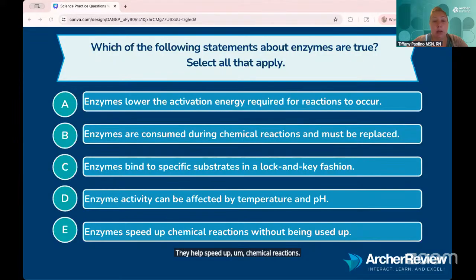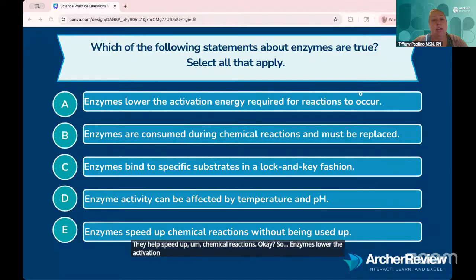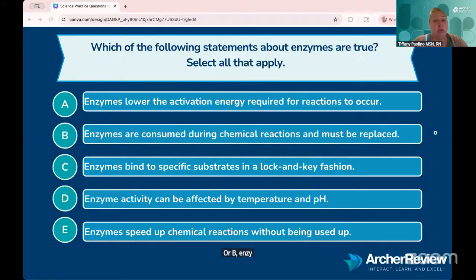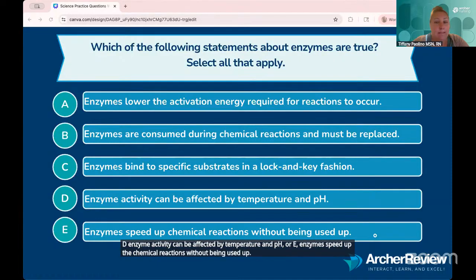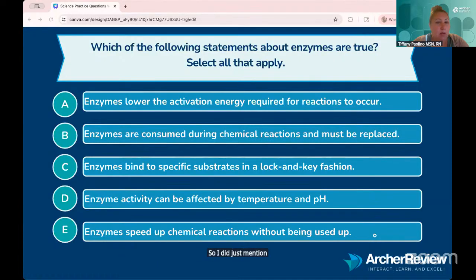A, enzymes lower the activation energy required for reactions to occur. Or B, enzymes are consumed during chemical reactions and must be replaced. C, enzymes bind to specific substrates in a lock and key fashion. D, enzyme activity can be affected by temperature and pH. Or E, enzymes speed up the chemical reactions without being used up. So I did just mention they speed up chemical reactions. So I'm going to say I think that's true.